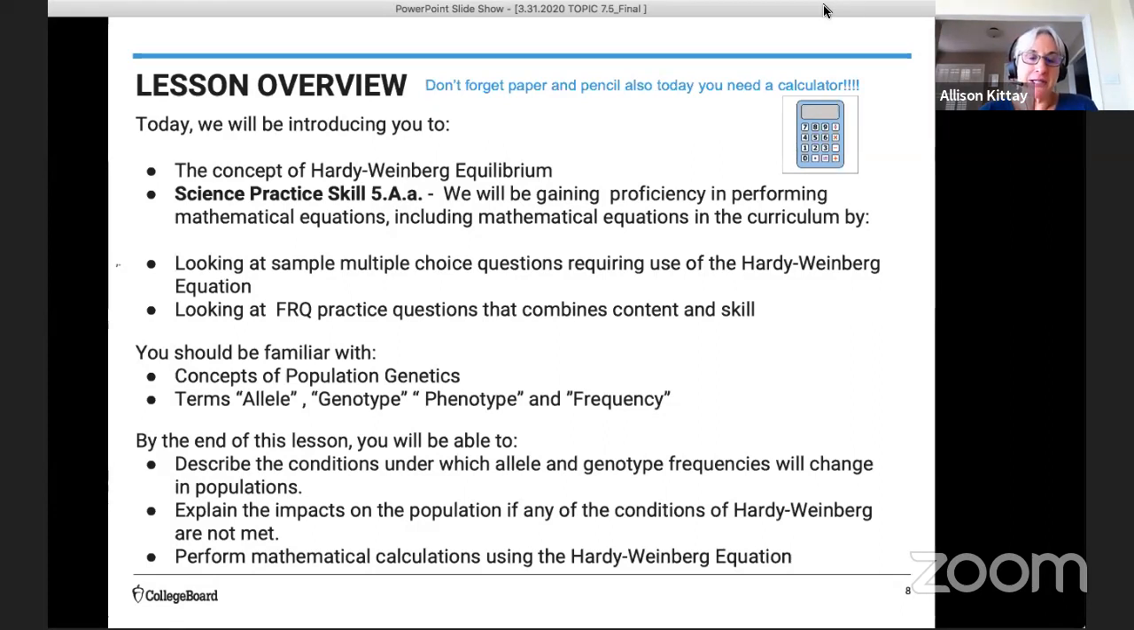And by the end of this lesson, you will be able to do the following. You should be able to describe the conditions under which allele and genotype frequencies will change in populations. You should be able to explain the impacts on the population if any of the conditions of the Hardy-Weinberg are not met. And you should be able to perform mathematical calculations using the Hardy-Weinberg equation.